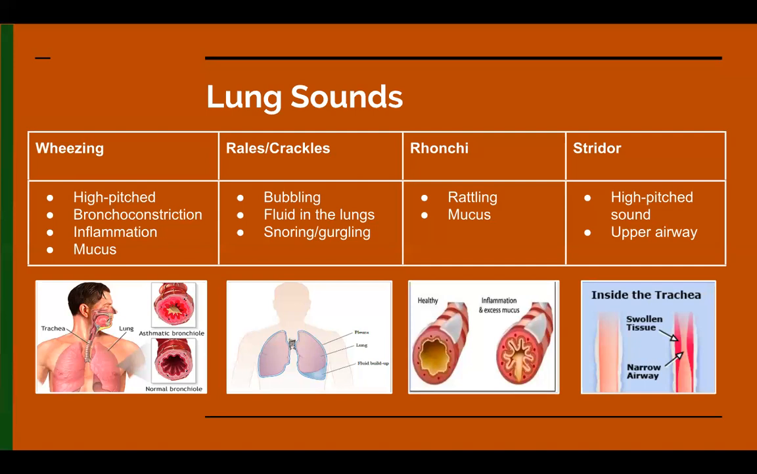And then stridor's the last one. This one's fairly common in kids for a couple of reasons. So kids usually have the upper airway infections like croup and stuff like that, and we'll get into that later. But also it's an indication of an upper airway obstruction. And kids like to swallow stuff, and we'll get into that again too. But this is the high-pitched sound that kind of sounds like a train whistle. So it can be indicative of upper airway obstruction. It's also heard in anaphylaxis sometimes, so look out for that, and then also airway burns.